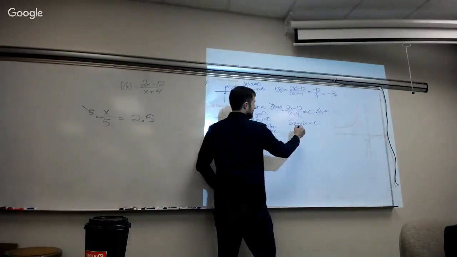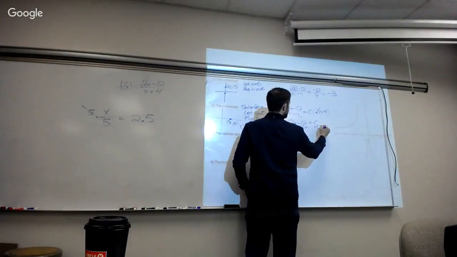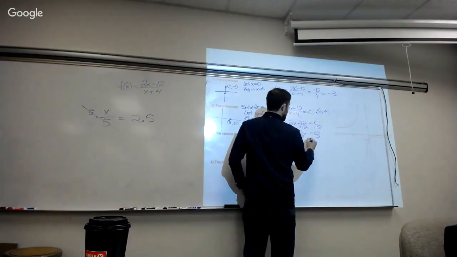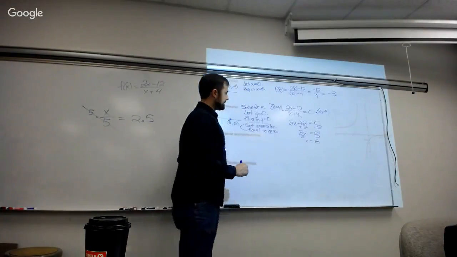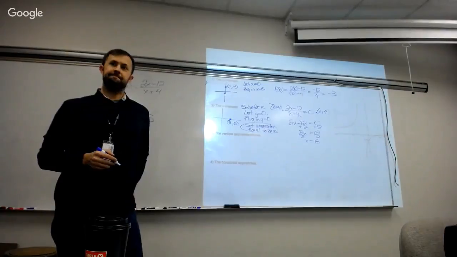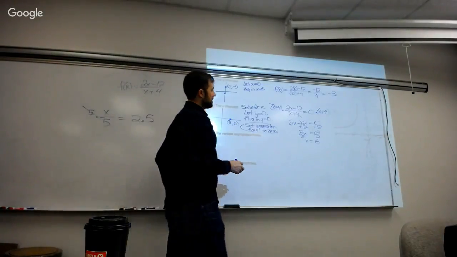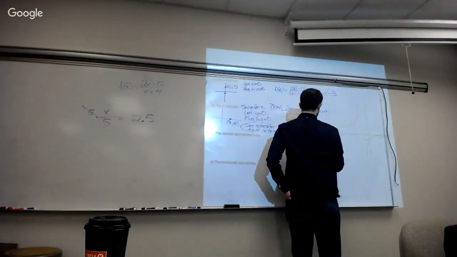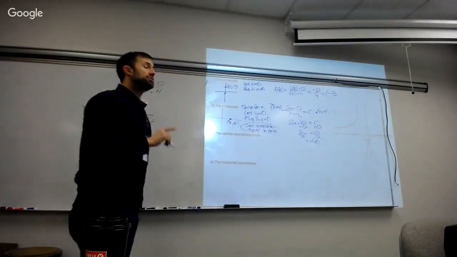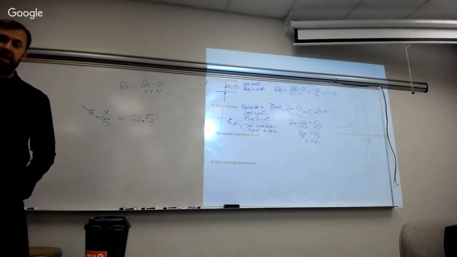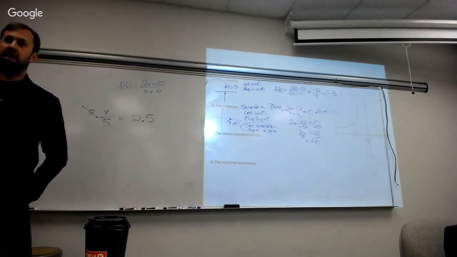So let's do it. We move the 12 over. We get 2x equals 12. We divide the 2 over. And we get x equals 6. Was that the x-intercept we expected? Yes. Okay, so far so good, folks. We are producing the values we expected to find by looking at the graph.